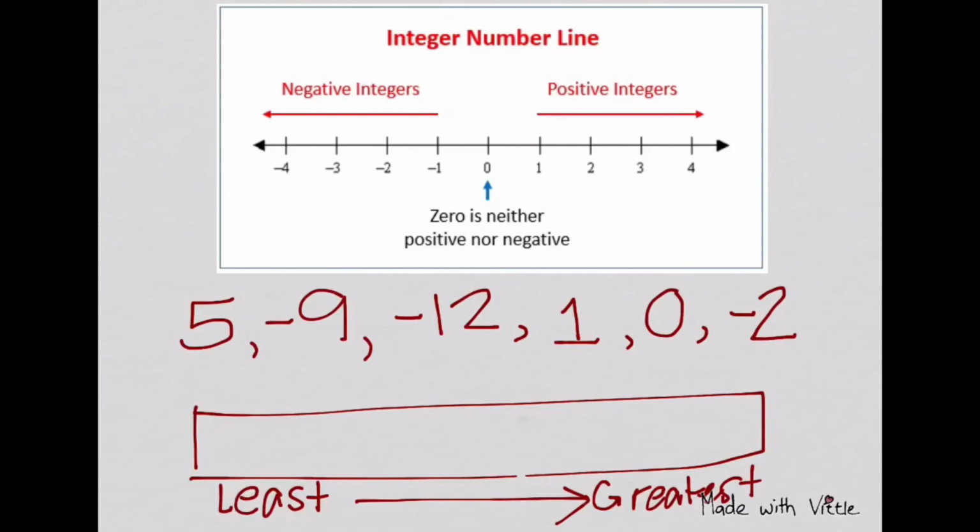Okay, now try arranging this new set of integers I provided. Copy them in your notebook or your math journal, and write down your answers inside this box. I want it from least to greatest. Use your number line wisely. Good luck, and I'll see you in part 2 of this video.